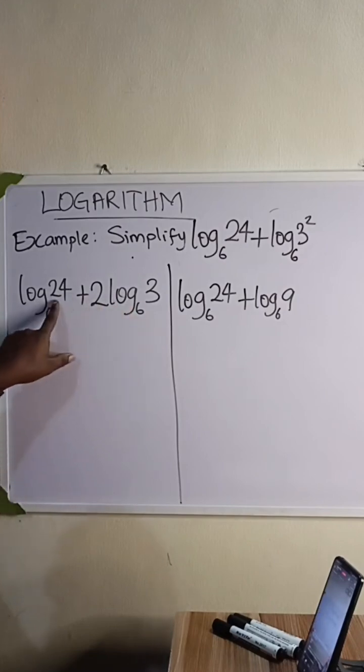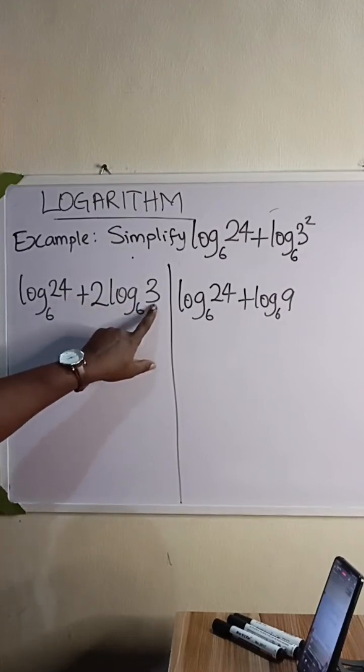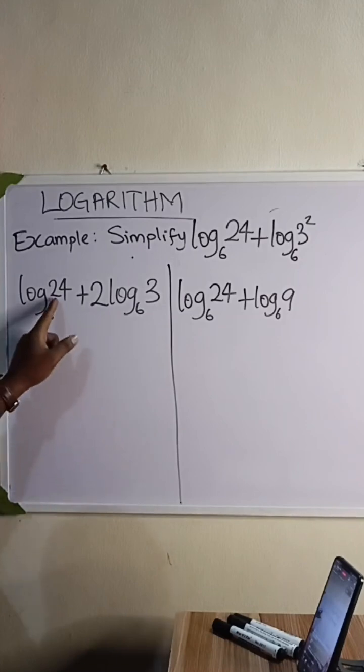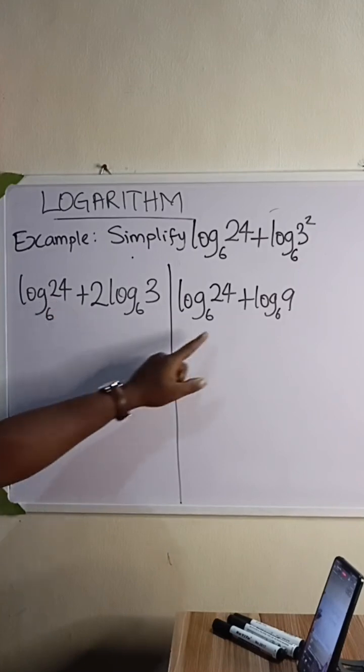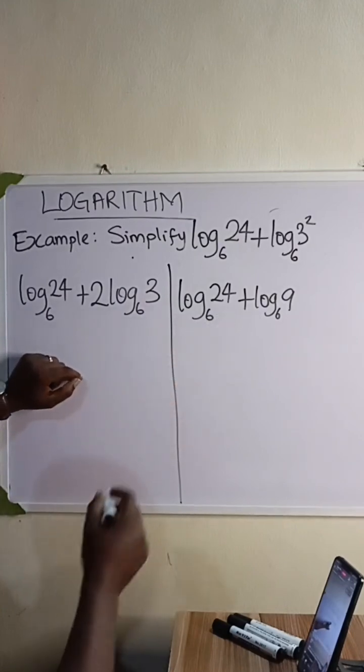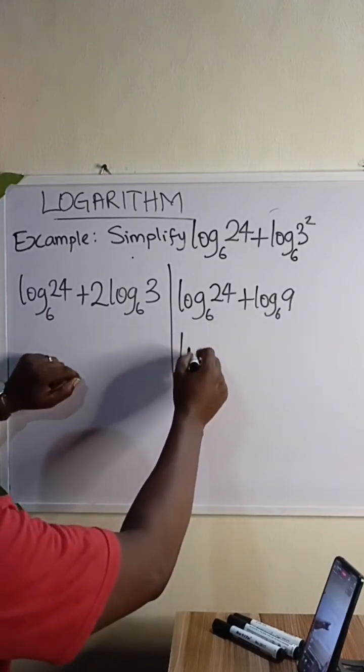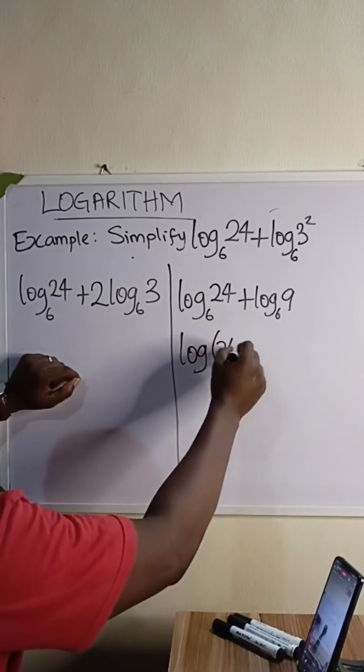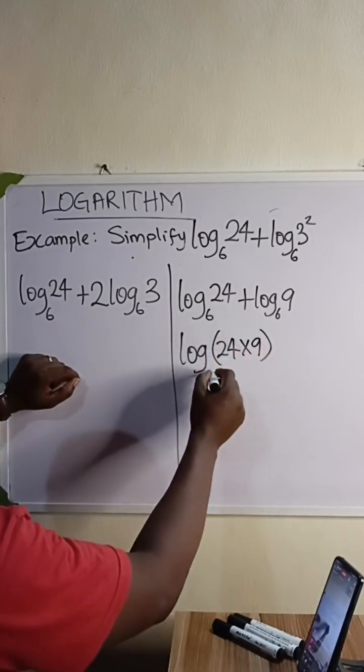Because you cannot convert this to become 3. Because 3 multiplying itself will not give you 24. So there's no need moving this route. Instead, we move this way, and now we can apply the addition law. So log 24 times 9 base 6.